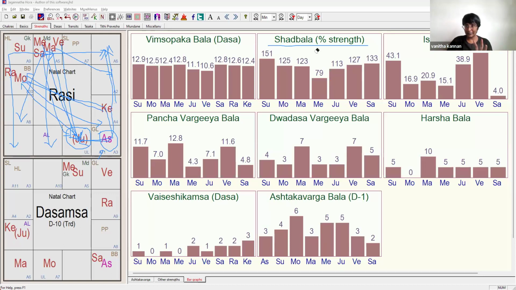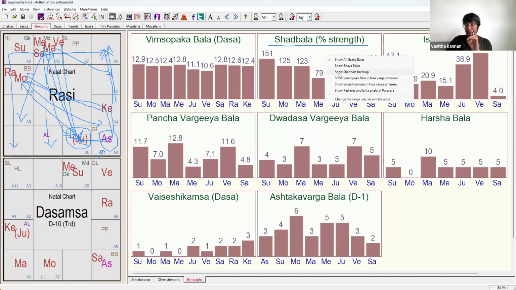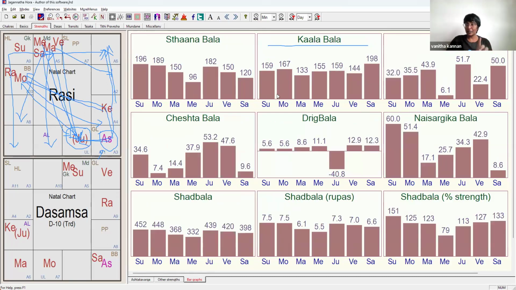Then click on the Shadbala. Show Shadbala breakup. There you find Sthanabala, Kalabala, Drikbala, Jeshta, everything is there. So the easiest way is to go directly into the Shadbala part, where you can see how beautiful it is, right? Every graha was holding a good position. But Mercury was not. But he studied very well. How come?